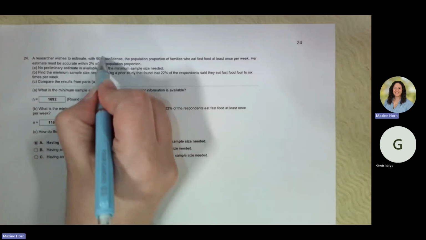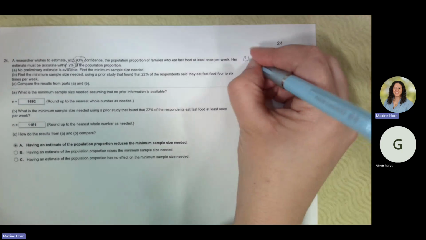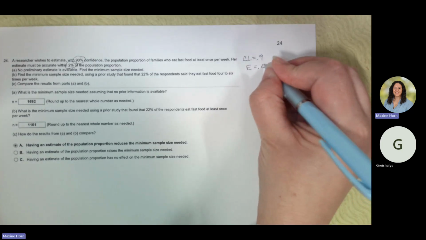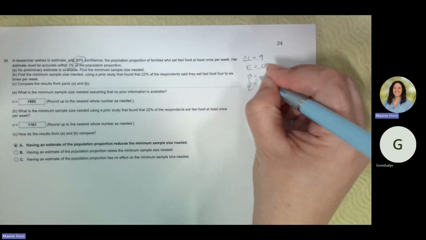Okay. A researcher wishes to estimate with 90% confidence the population proportion of families who eat fast food at least once a week. Her estimate must be accurate within 2% of the population proportion. So again, we're going to write that down. It's a confidence level of 0.90. Our margin of error needs to be 0.02. No preliminary estimate is available. Find the minimum sample size needed. Since we don't have a p hat and a q hat, we're going to assume that they're both 0.5.